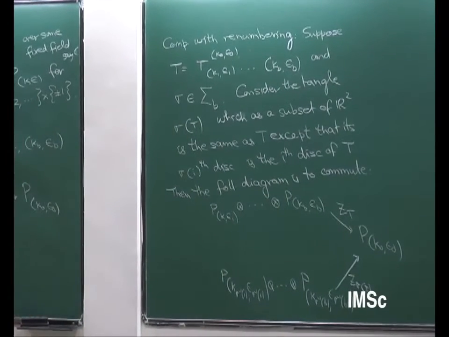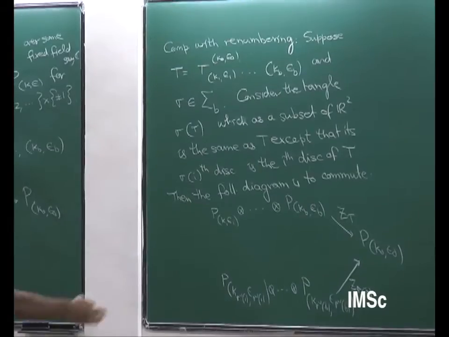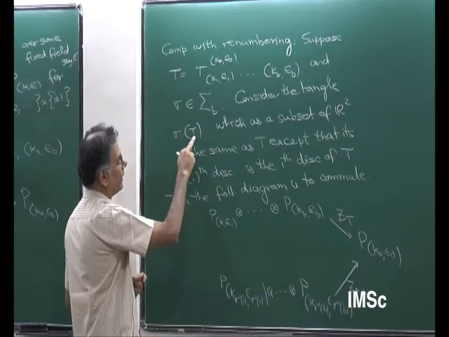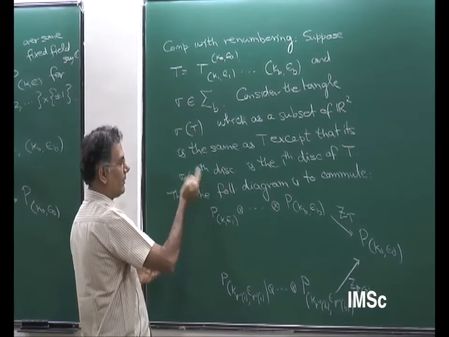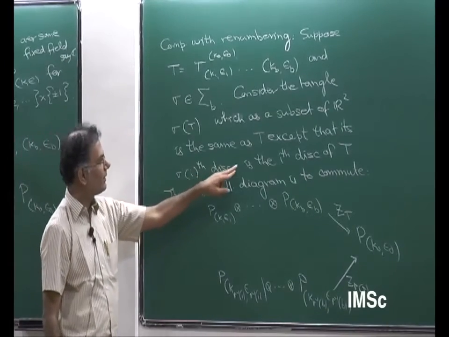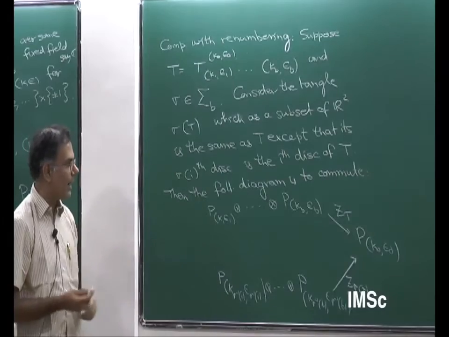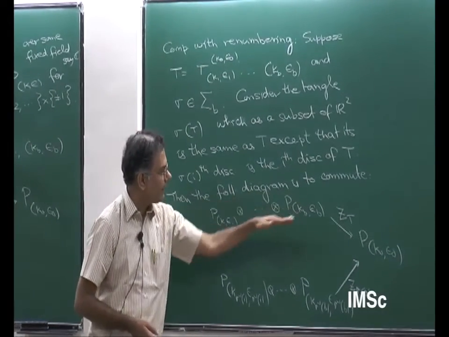So the function for sigma T will go from the tensor product of the vector spaces for the first disk, for the second disk, and so on. The first disk of sigma T is the sigma inverse first disk of T, because the sigma 1th disk is the first disk of T. So you have this map. What is the compatibility between this map here and this map there?